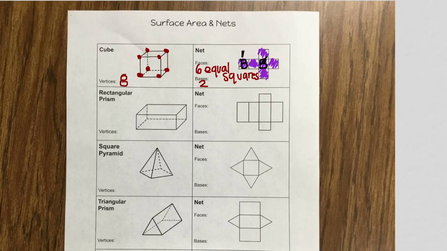So B for base. I'm going to write that so I know that's what B means. Try to keep that inside your thing if you can. So that B is a base. I have two bases on a cube, a top and a bottom.